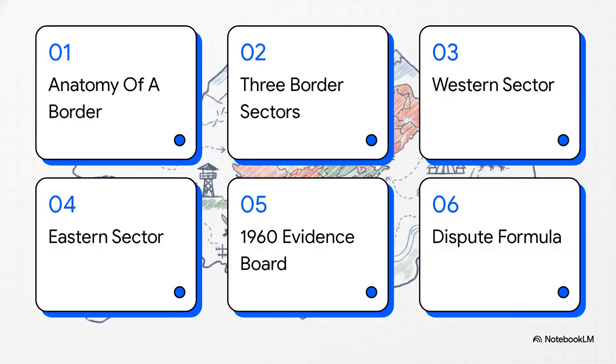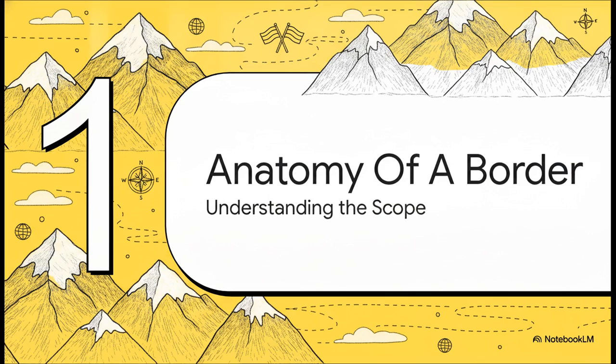So here is our roadmap for today's explainer. We'll quickly cover the anatomy of a border, map out the 3 specific boundary sectors, do a deep dive into the Western and Eastern claims, check out the 1960 evidence board, and then wrap up with what we call the boundary dispute formula. Okay, part 1, the anatomy of a border, and just understanding the sheer scope of this thing.